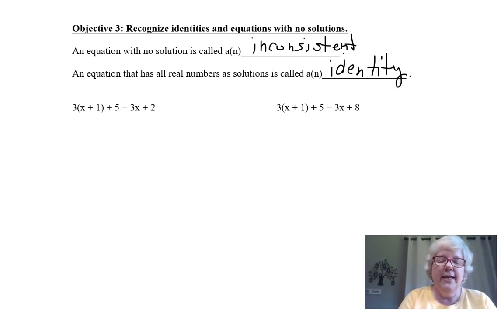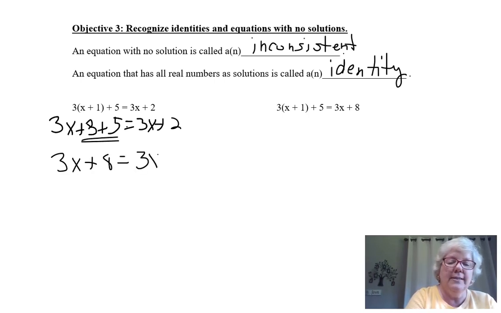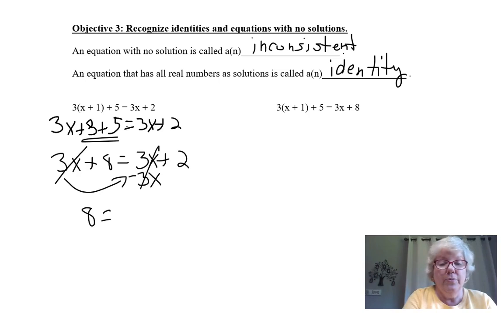If we look at our left-hand example, I will use the distributive property to get 3x plus 3 plus 5 equals 3x plus 2. Now, if I combine my like terms with the 3 and the 5, that will give me 3x plus 8 equals 3x plus 2. Now, if I bring over my x term, remember I have to do the opposite operation, that will leave me 8 equals, aha, the x terms cancel. That's 0 plus 2, which is 2.